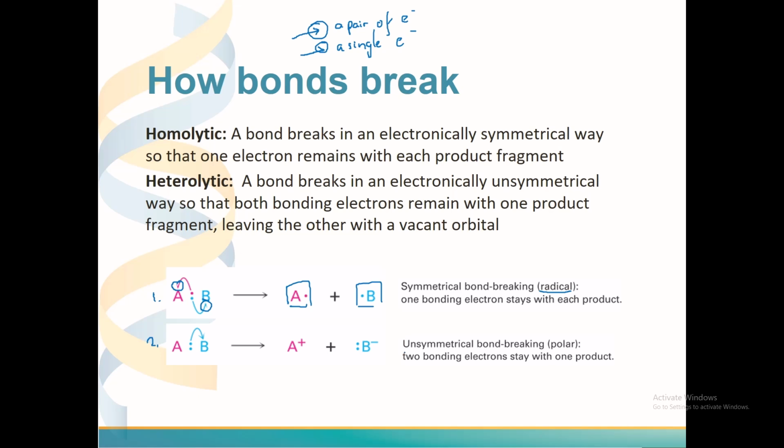Meanwhile, B becomes negative because it is overloaded with electrons, and you know electron is negatively charged. Here in this case, you have an unsymmetrical bond breaking, where it is polar, one is positive and the other is negative, and two bonding electrons stay with one product.